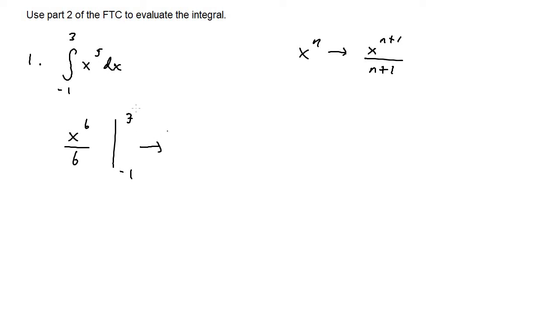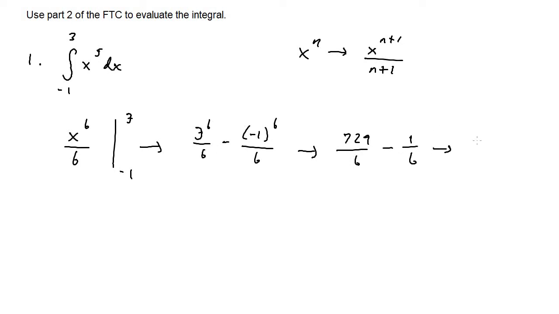So we're going to plug in the top bound first, 3 for x, and we'll get 3 to the 6th over 6, and then minus, when I plug in f of a, the bottom bound, -1, for x, that's going to be -1 to the 6th over 6. Now to further simplify, 3 to the 6th is going to be 729. So we get 729 over 6 minus, now -1 to the 6th is going to be +1 over 6.